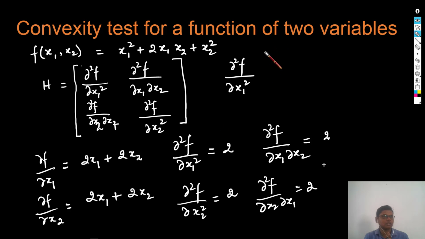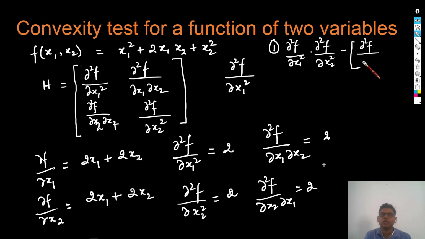So there are three terms which we need to check. First term is del 2f upon del x1 square into del 2f upon del x2 square minus del 2f upon del x1 del x2 whole square. This should always be greater than 0. It should never be negative. Only then can you test convex and concave.